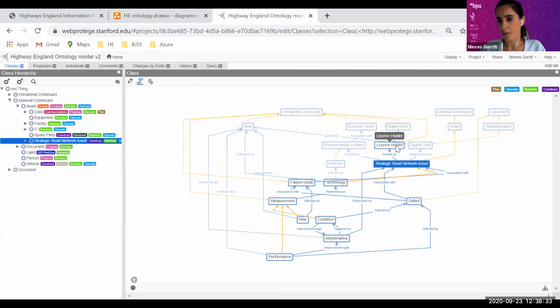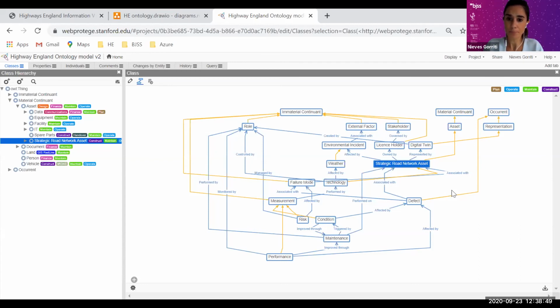So this is mainly the interaction of the strategic road network asset. The strategic road network asset is the main entity of Highways England, because it's the roads, the bridges, the lighting on the roads. So it's all the assets that you can find along the road. And we can see that, for example, it's impacting these 4 business areas in this diagram. Something that is important to know about the visualization is that you can filter out.